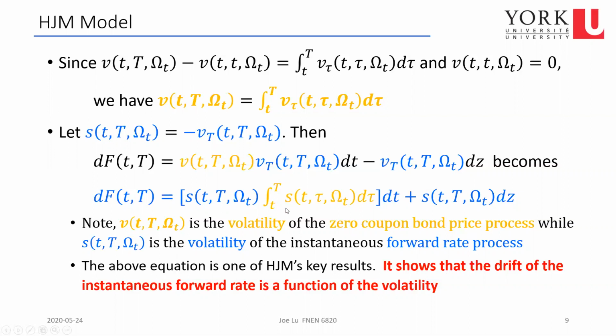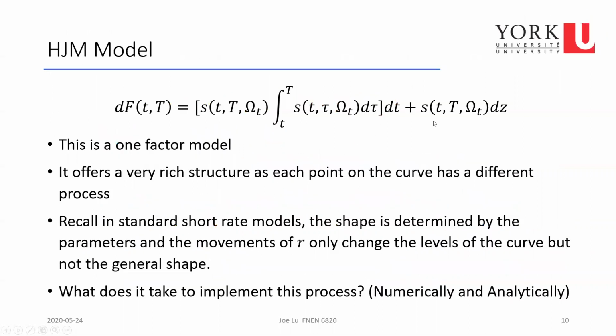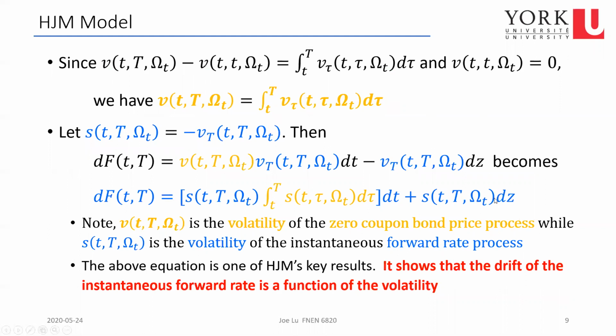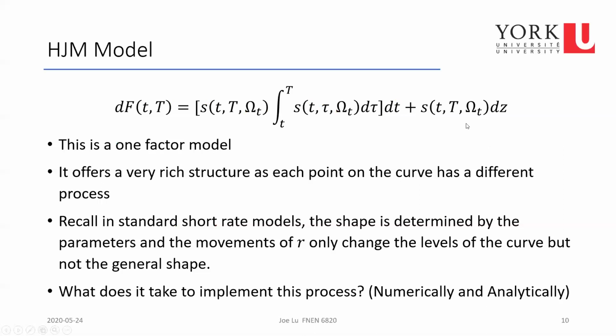So we now have a model for the instantaneous forward rate. Now we look at it, it could be a multi-factor model here, right? There's no need for this to be a single one. So you can have a dzi, the sum here and the dzi. But let's just take a look at one factor model.